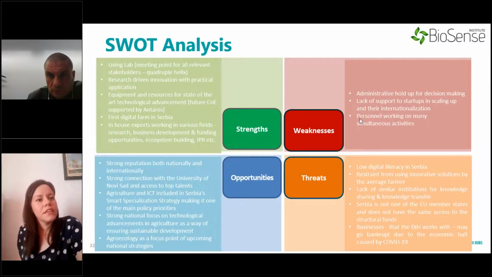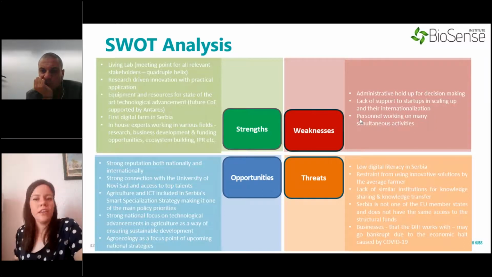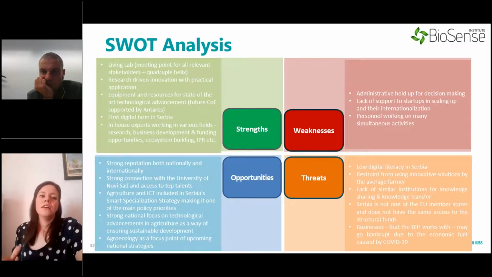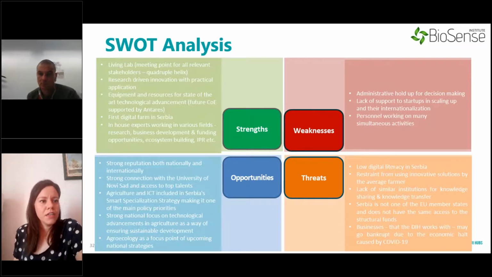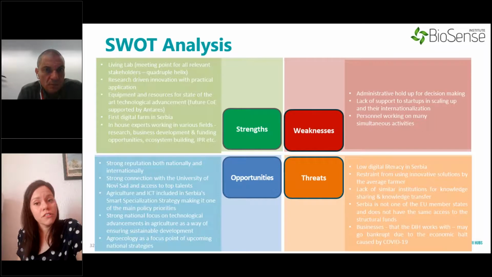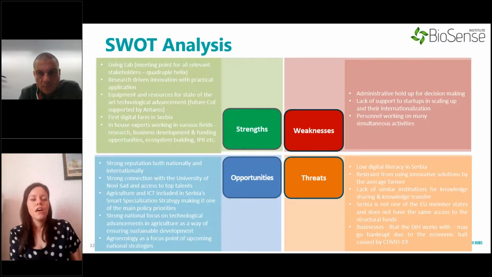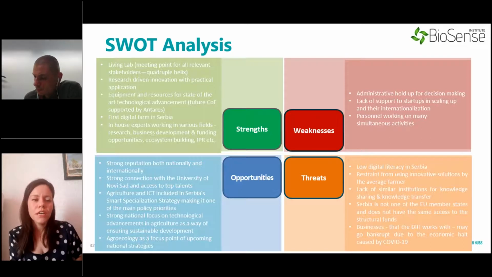One of our main strengths is that we are research-driven innovation with practical application. Of course, we are aiming at great publications in Nature and similar journals. However, we try to have a practical implementation of the knowledge we are creating. Equipment. We have really advanced laboratories in BioSense, but at the same time, we opened all those technologies for everyone in Serbia.